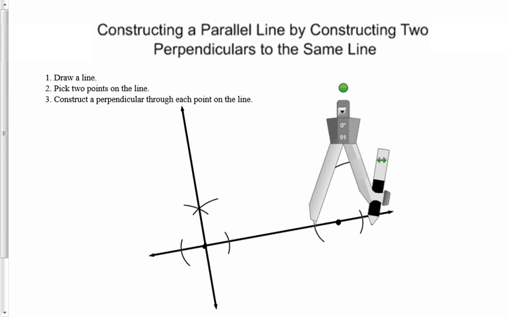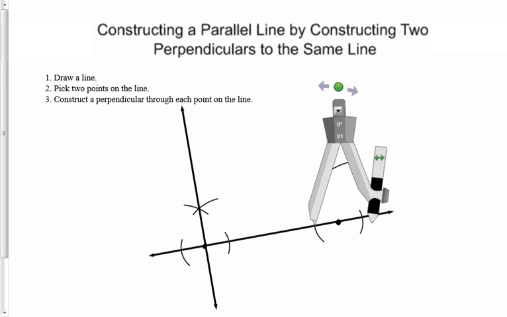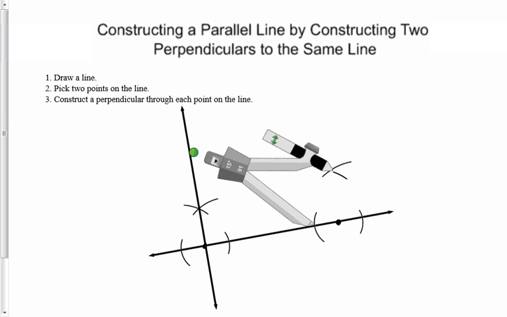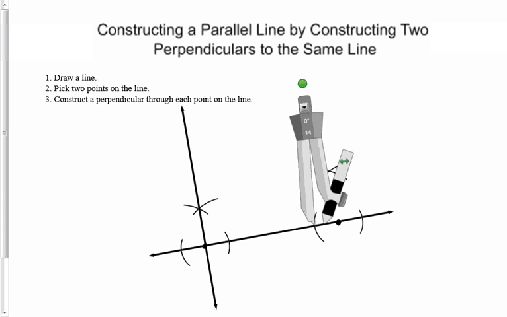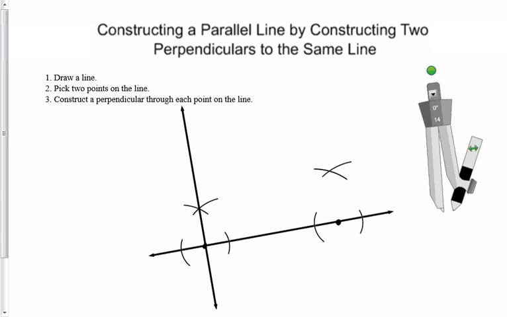Not saying much because, again, this is a construction that we previously learned. Constructing a perpendicular to a line through a point on the line. And I finish by drawing in my perpendicular. And now I've constructed two parallel lines by constructing two perpendiculars to the same line.